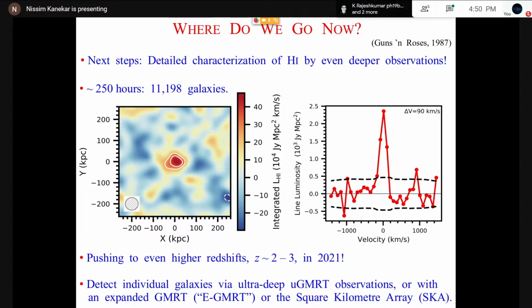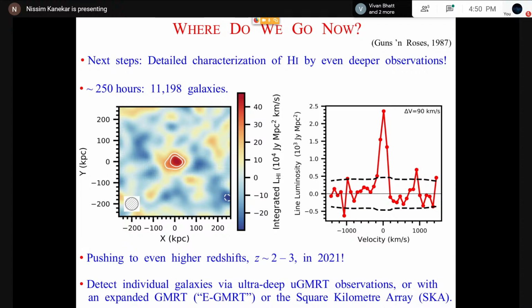The next step, probably in the next few years, is to detect individual galaxies via ultra-deep upgraded GMRT observations. And that will require 1,000-hour integrations on single fields, which will be extremely challenging, but which is the next big step in the field. We are also planning or talking about building an expanded GMRT, what we call the eGMRT, and case studies for this are currently going on.